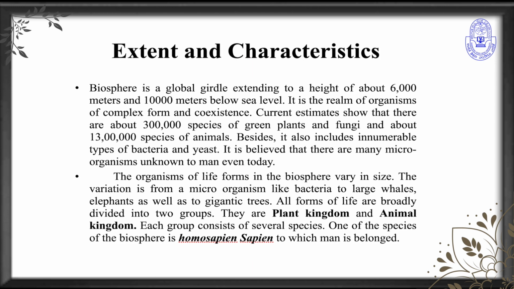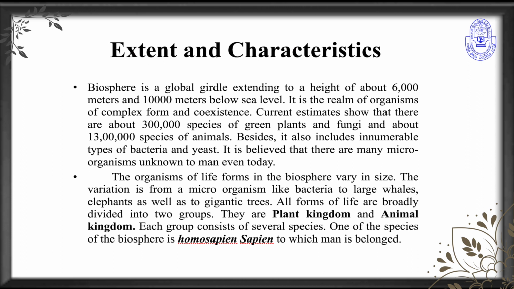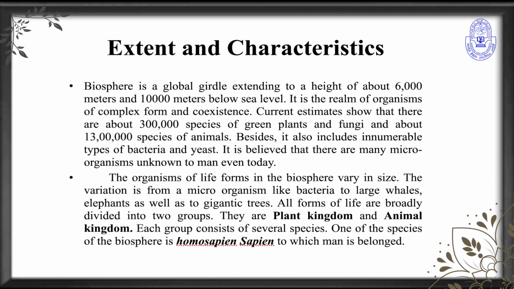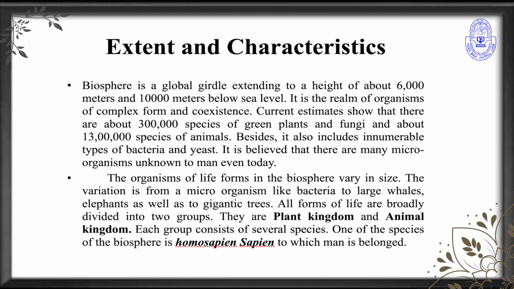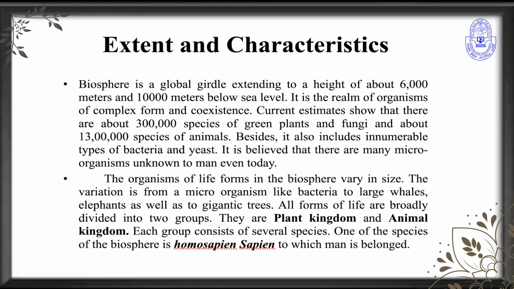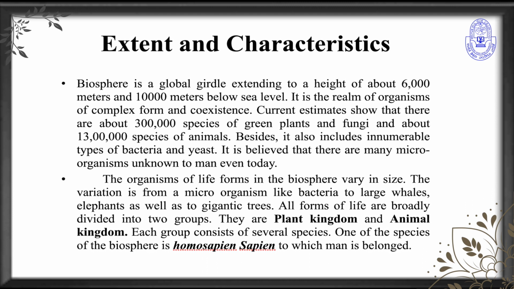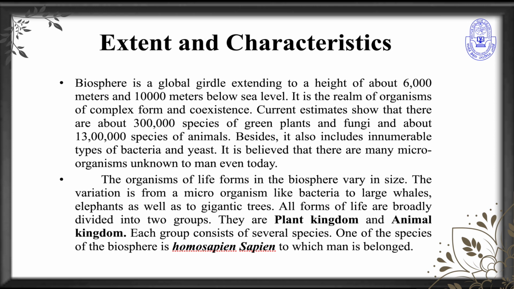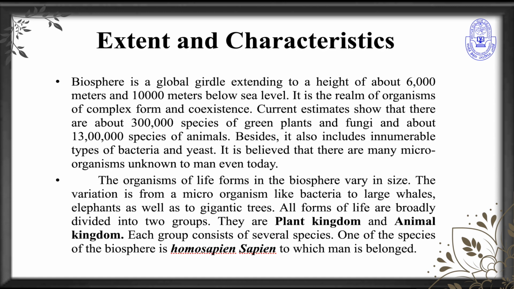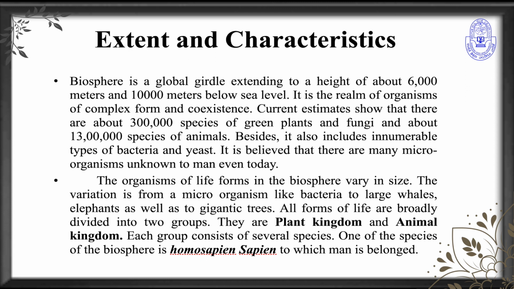Let us see the extent and characteristics. Biosphere is the global garden extending to the height of about 6,000 meters and 10,000 meters below the sea level. It is the realm of organisms of complex form and coexistence. Current estimates show that there are about 3 lakh species of green plants and fungi and about 13 lakh species of animals. Besides, it also includes innumerable types of bacteria and yeast. It is believed that there are many microorganisms unknown to man even today. The organisms of life forms in the biosphere vary in size.